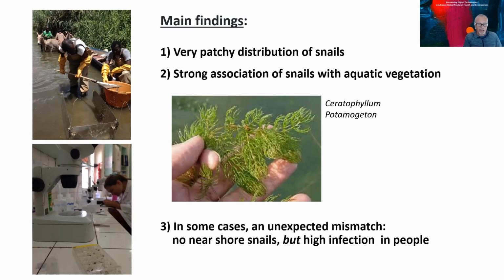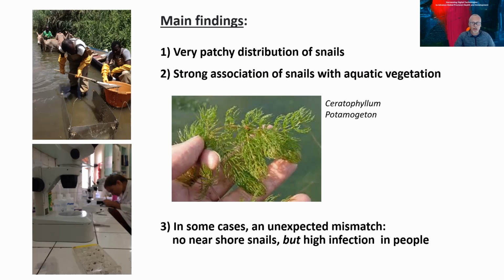We also ended up finding some unexpected mismatch. In some villages, there were no near-shore snails, but high infection levels in people. Which was really odd, because we know that this life cycle requires snail and parasite. So we realized that the regular sampling scheme was failing to capture the snails where they are. We needed to change perspective.